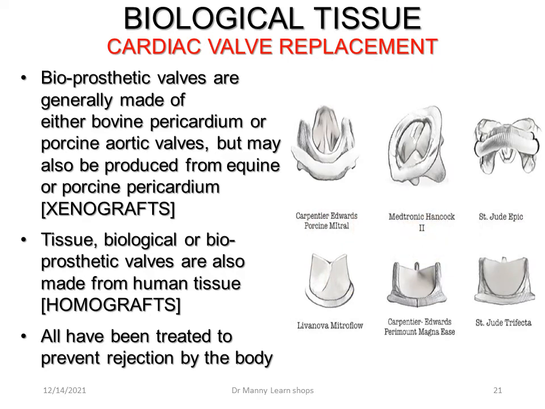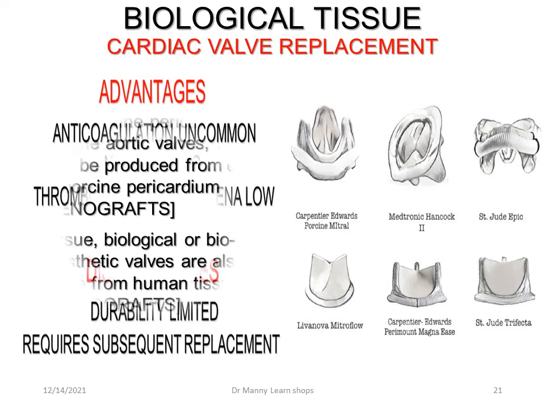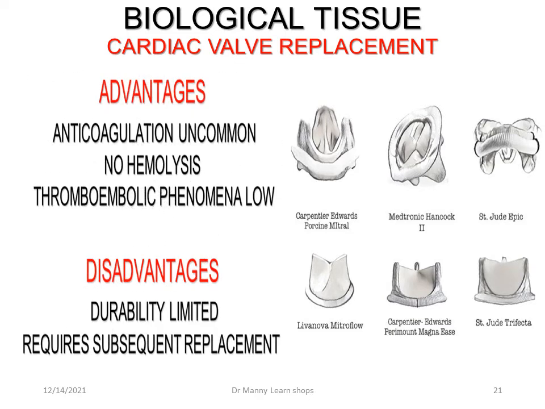Biological tissue cardiac valve replacement. What are the advantages? Anticoagulation is uncommon. There's no hemolysis, and the incidence of thromboembolic phenomena is low. The disadvantages are, however, they don't last forever. Their durability is limited. They require subsequent replacement, which means you're going to have another operation. And with every operation that you have, there's an increased risk of developing a problem.